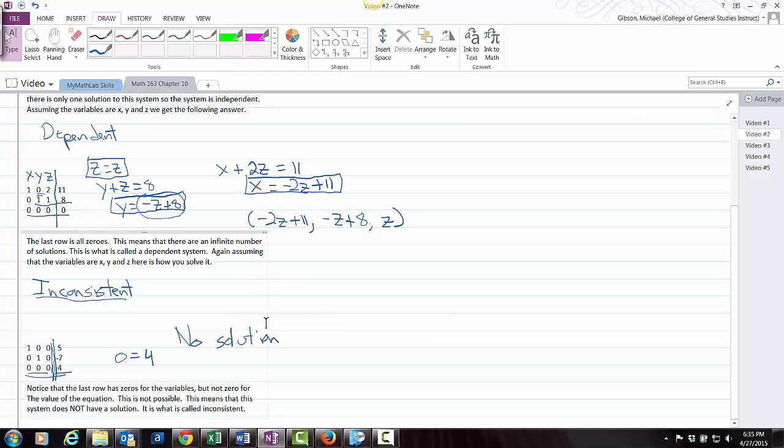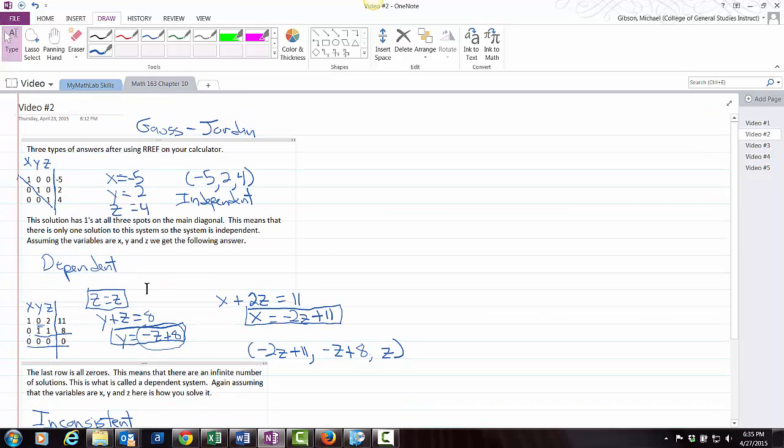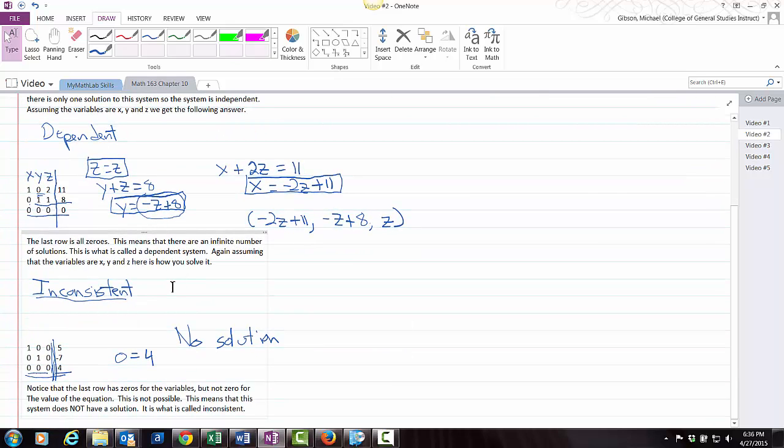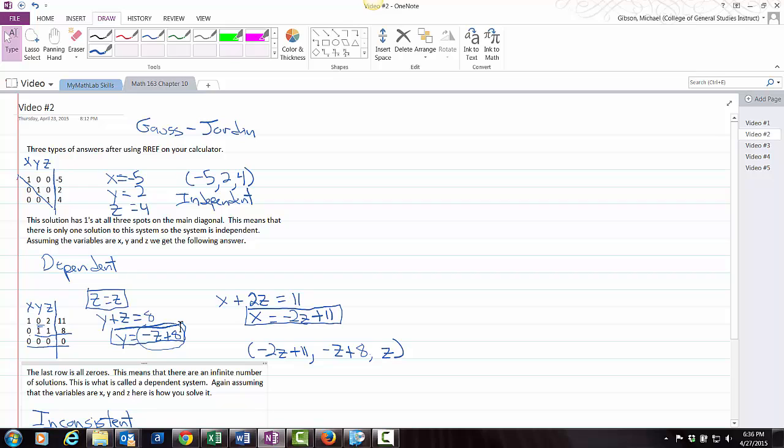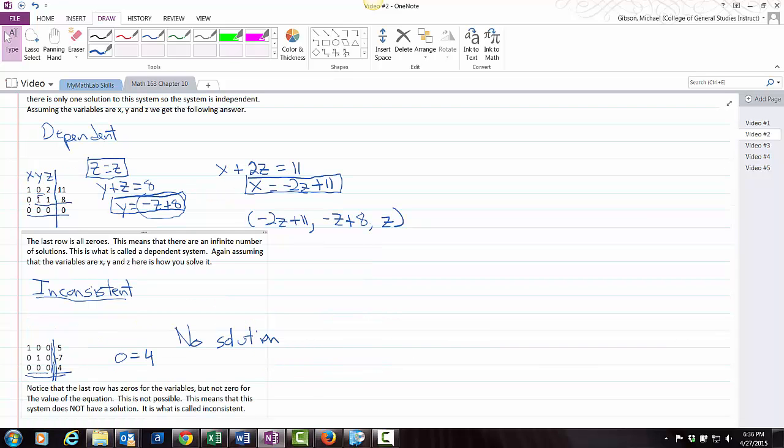Okay? All right. So those are the three different types of answers you get from the RREF command for the Gauss-Jordan method on the TI-83 and 84 calculators. The nice thing about this is that it works for pretty much any system. All right? Okay, that is it for that Gauss-Jordan method.